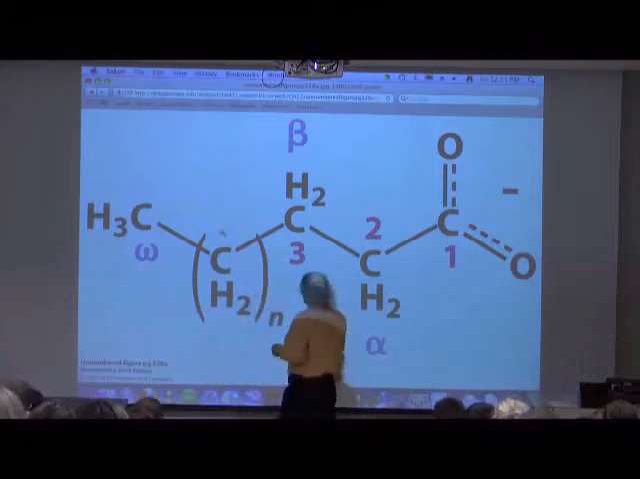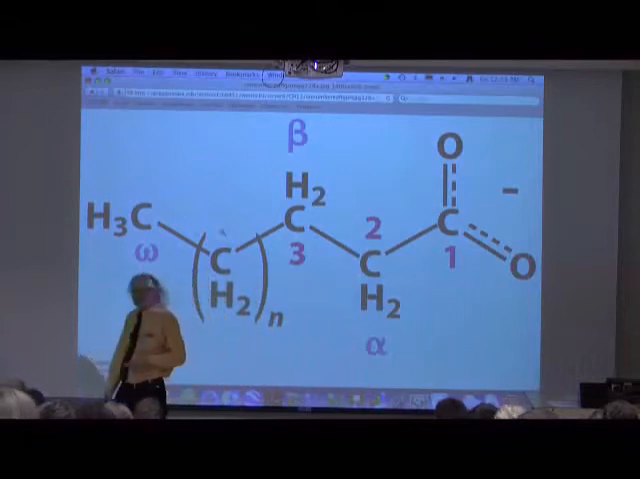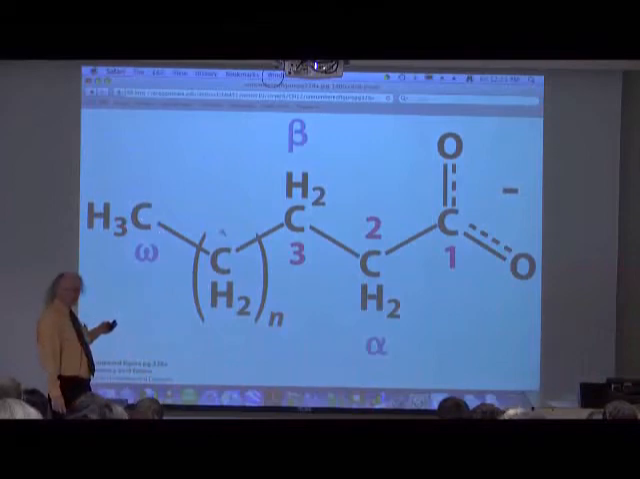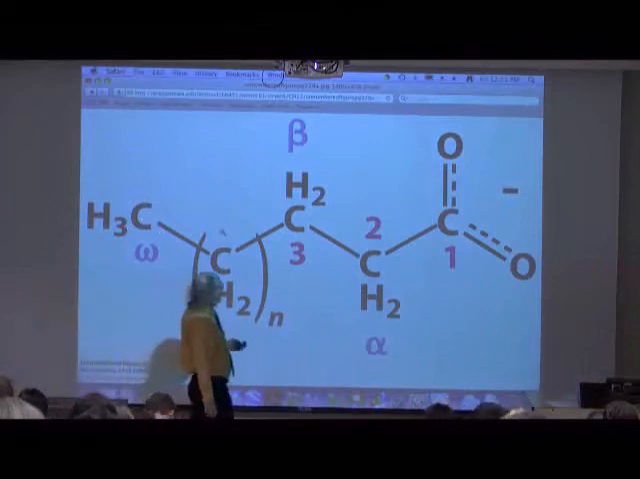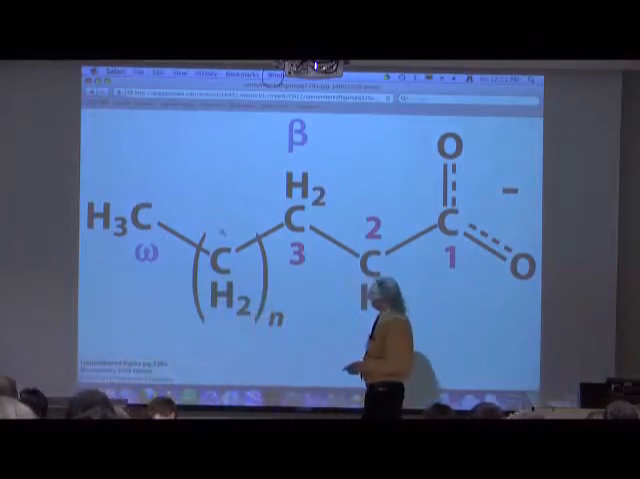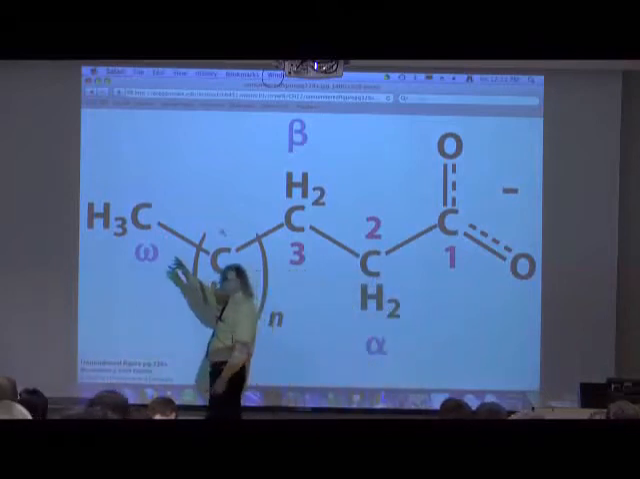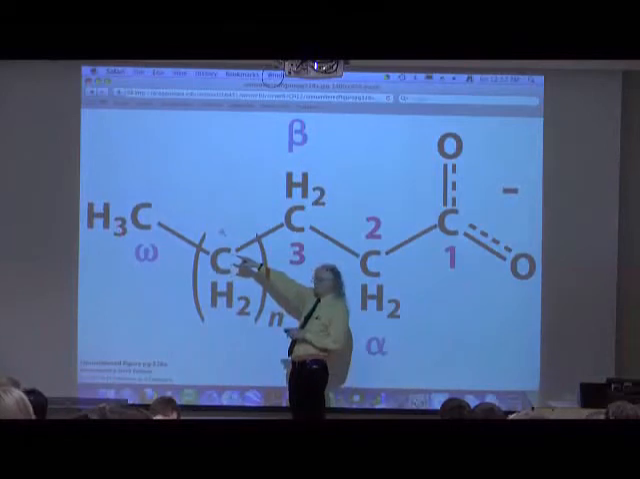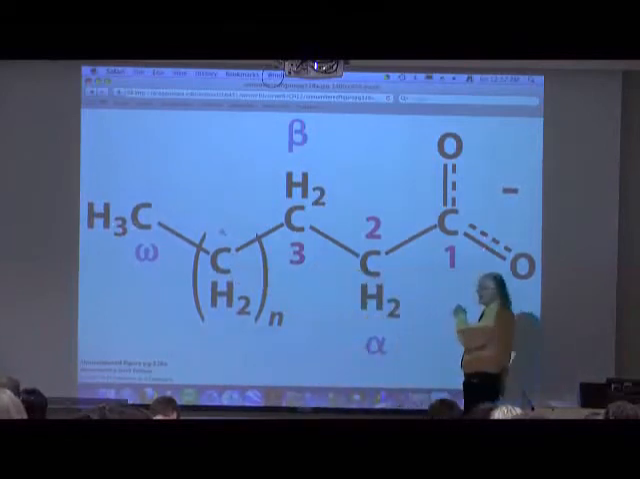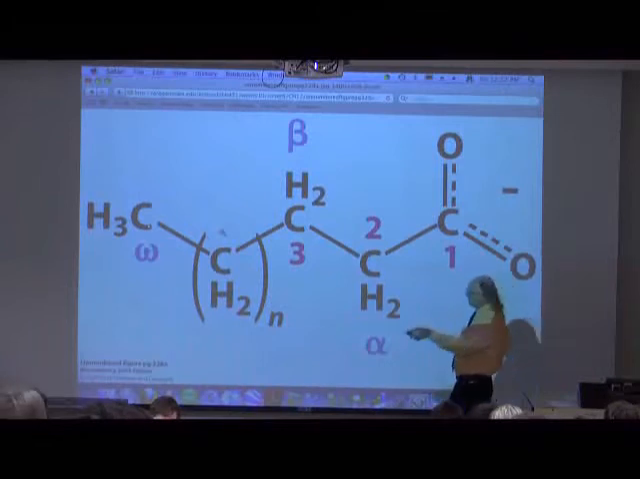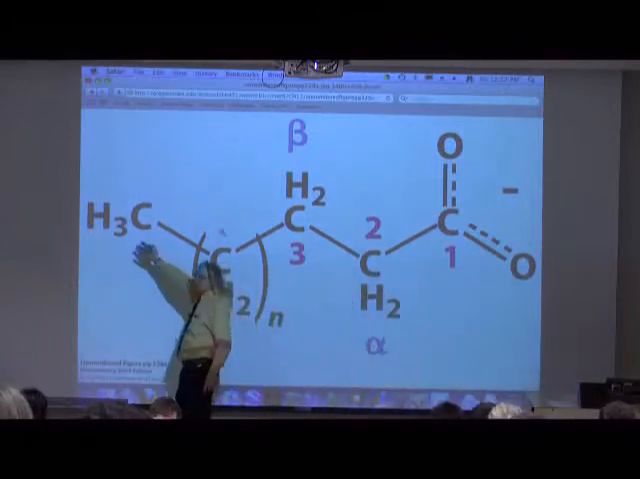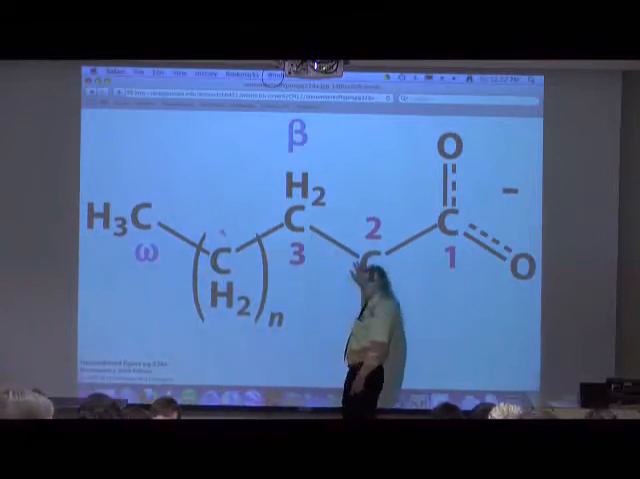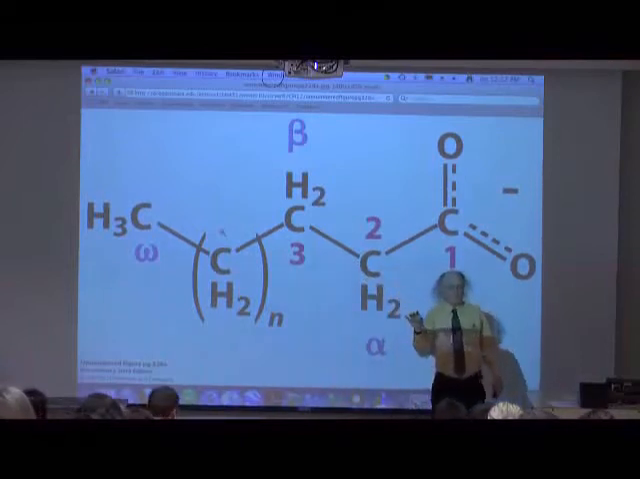What the omega and the 3 refer to is the position of the double bond that's closest to the methyl group at the end. So if we talk about something that's omega-3, we would be talking about a fatty acid that has a double bond 3 carbons away from the methyl end. There are 2 ends to a fatty acid: a methyl end and an acid end. The omega system counts from the methyl end, to the very first double bond it gets to, and if we had a double bond right here, that would be an omega-3 fatty acid. Everybody with me?